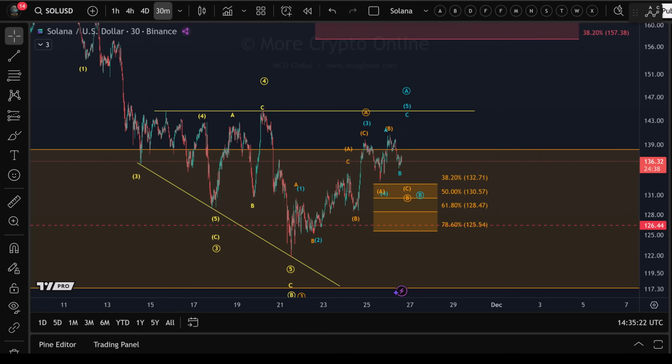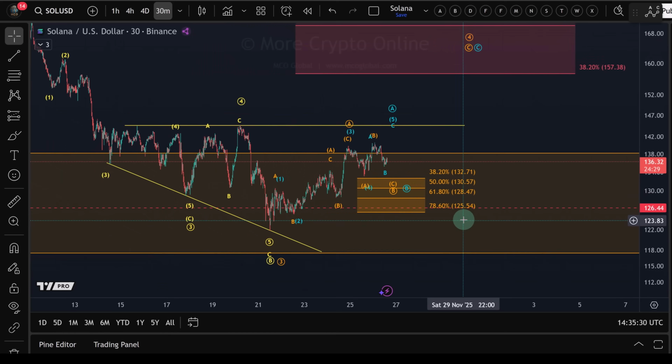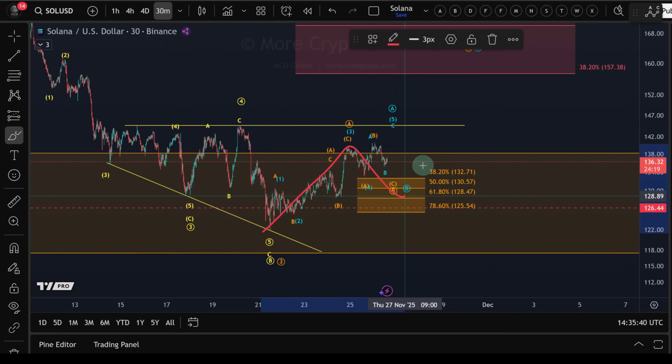So we're looking here at the short-term chart for Solana. This is the 30-minute chart. Structure hasn't really shifted that much from yesterday, but obviously we're still tracking this bounce, which is labeled an ABC structure. So we're tracking this move to the upside in a possible wave 4 bounce, right? And we're tracking it as an ABC structure.